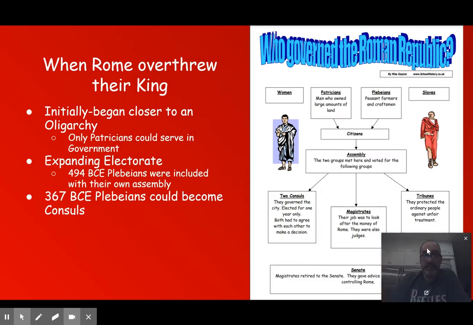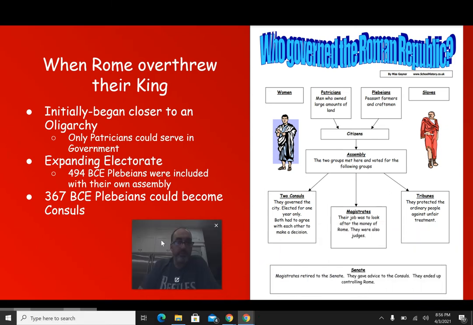Now, I said that Rome expanded who was in the government, and there at the top we have the women, patricians, plebeians. Now, initially, Rome was pretty much an oligarchy, even though they called themselves a republic. Okay, you can be a republic and have very few people who are voting.